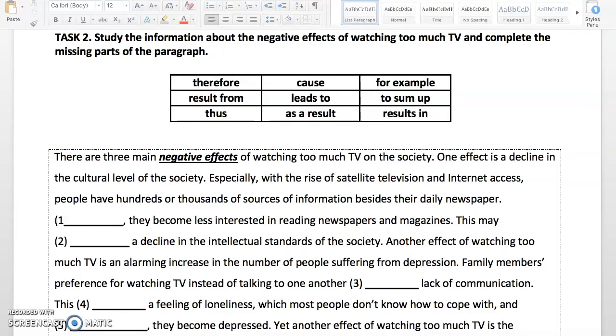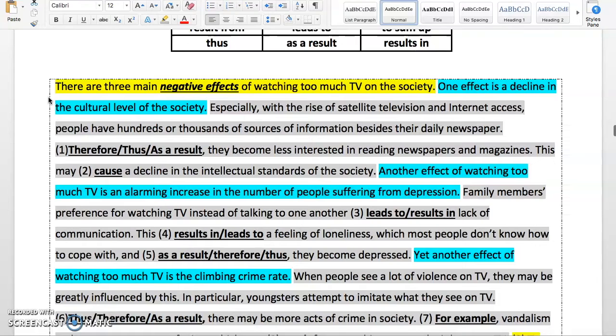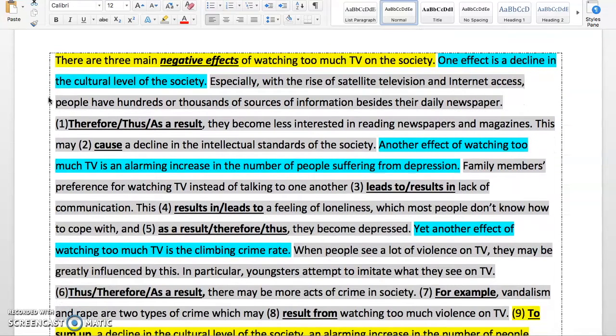Now we are on page 3. And on page 3, in task 2, there is yet another paragraph, but this time it's written on the negative effects of something. Negative effects of watching too much TV on the society. First of all, pause the video and fill in the blanks in this paragraph. Alright, here are the answers. Let's have a closer look at the paragraph together.